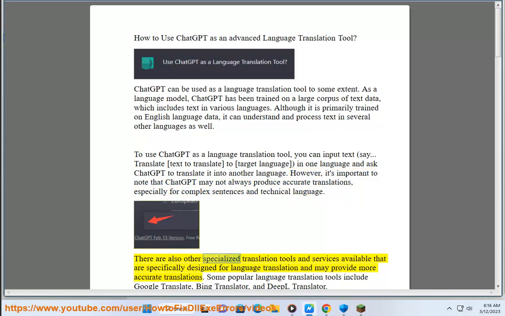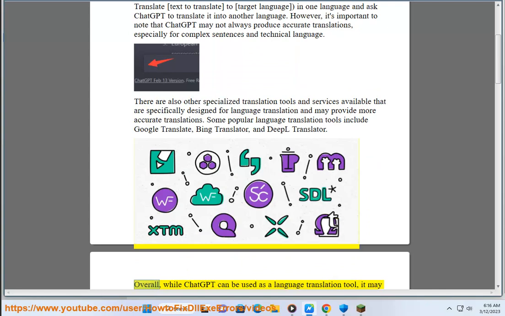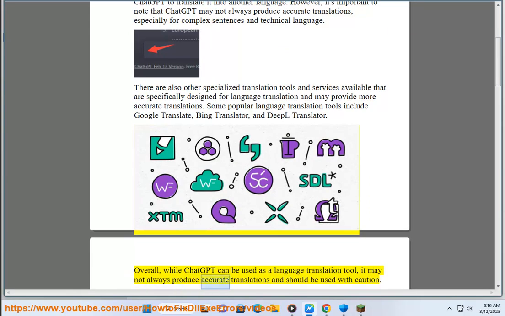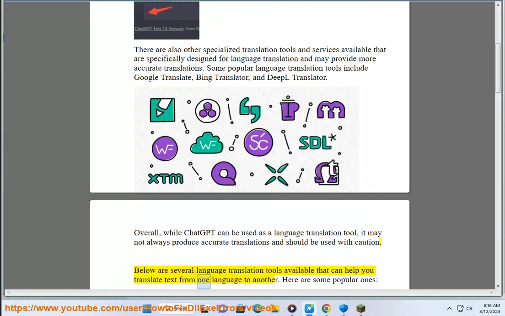There are also other specialized translation tools and services available that are specifically designed for language translation and may provide more accurate translations. Some popular language translation tools include Google Translate, Bing Translator, and DeepL Translator. Overall, while ChatGPT can be used as a language translation tool, it may not always produce accurate translations and should be used with caution. Below are several language translation tools available that can help you translate text from one language to another. Here are some popular ones.